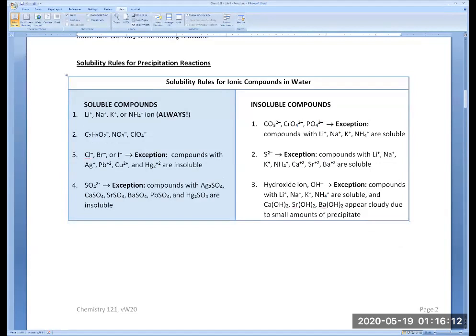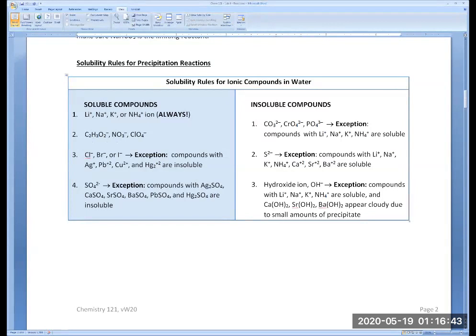Ag2SO4, so with silver, calcium sulfate, strontium sulfate, barium sulfate, lead sulfate, and mercury sulfate are all insoluble. So this tells you the exceptions. And so these are the ions that would mainly make soluble compounds, but for a few of them, there are exceptions. And then on the right side, these are those ions that make insoluble compounds more generally.